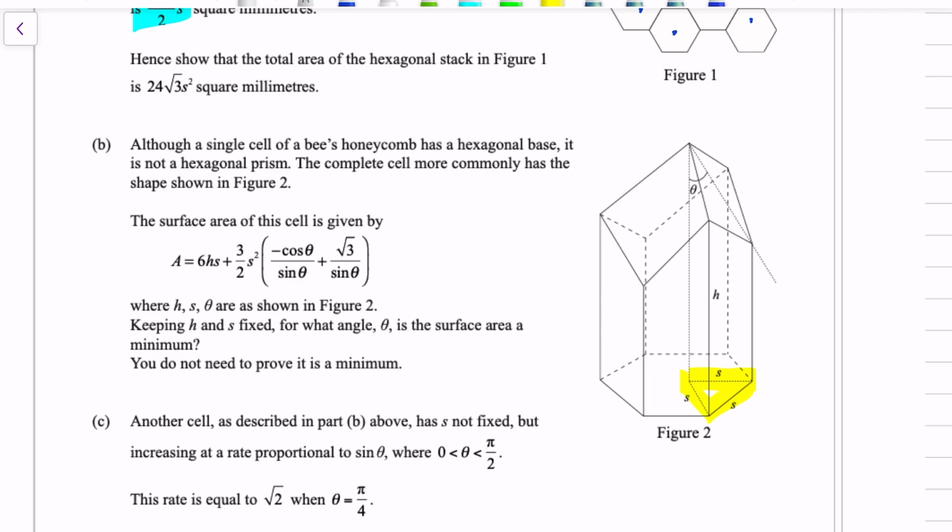Keeping H and S fixed, so the hexagon's side length and the height of the honeycomb cell doesn't change, but theta is able to change. For what angle theta is the surface area a minimum, and we don't need to prove it's a minimum. Okay, so we just need to differentiate this formula.